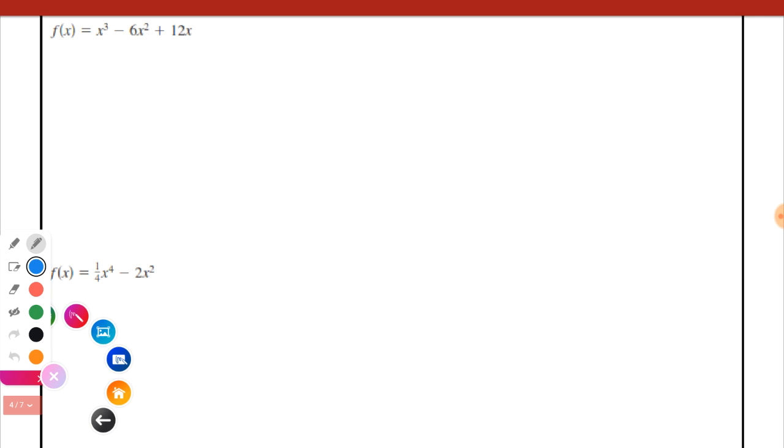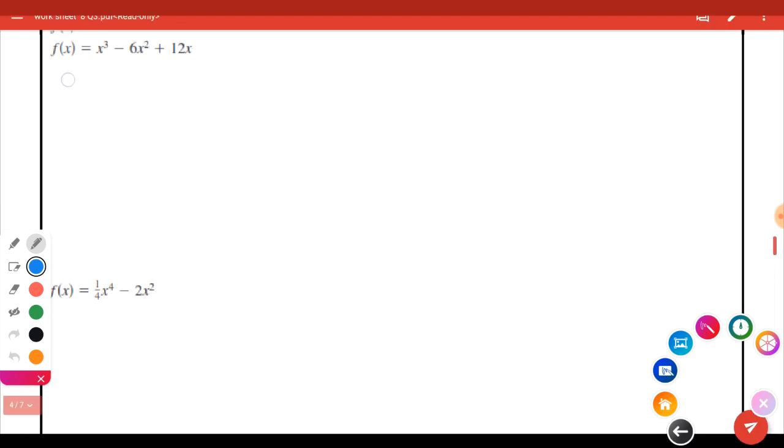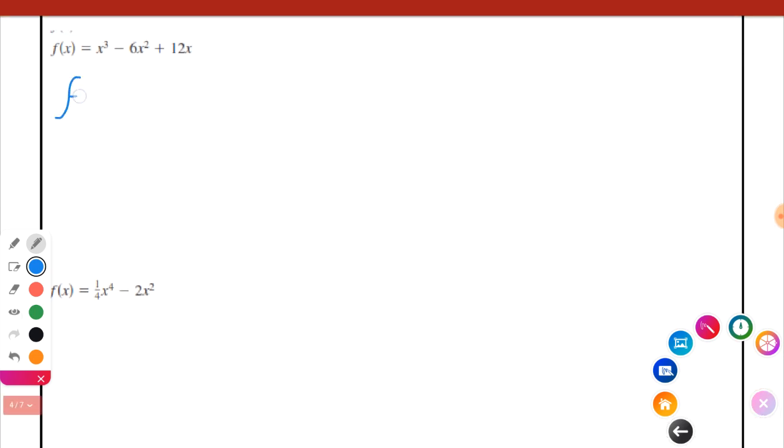Okay, here let's solve this one. Solve part number 2. Who will help me? The first step here, I have to find what? The first derivative, as our steps. Okay, step number 1, find the derivative, which is what?